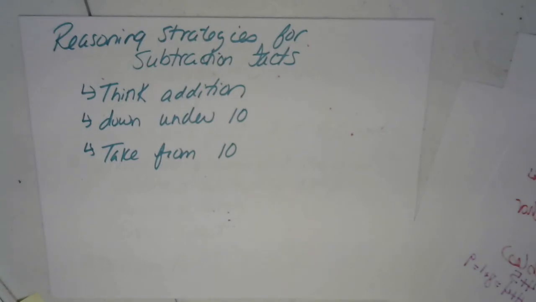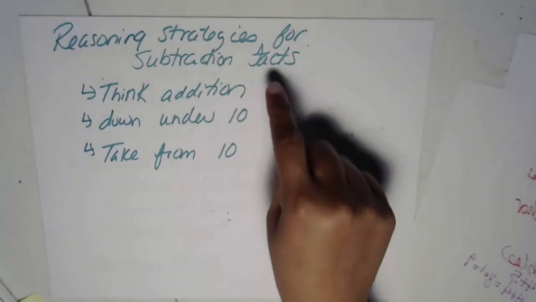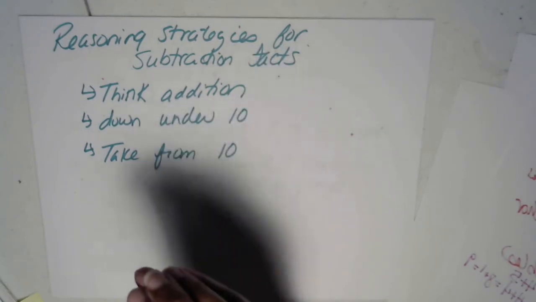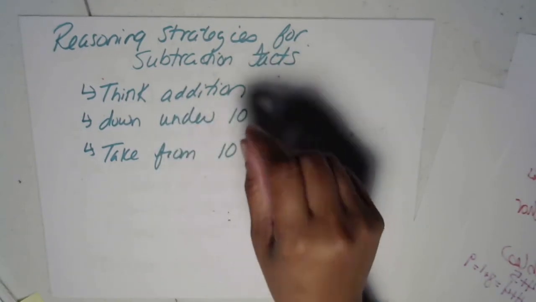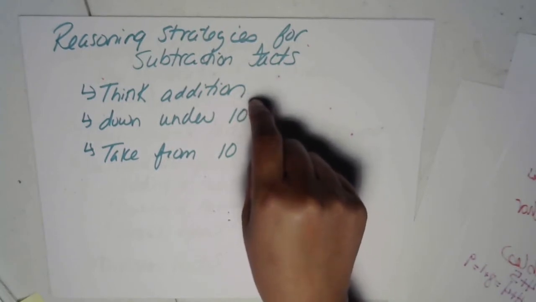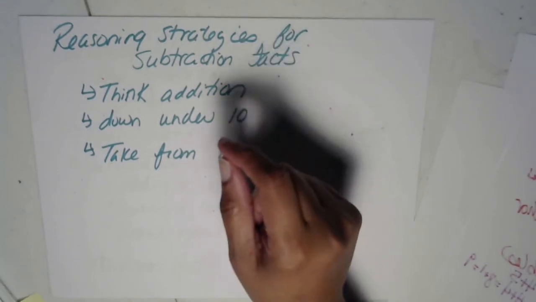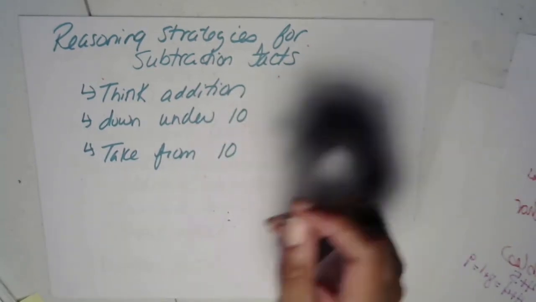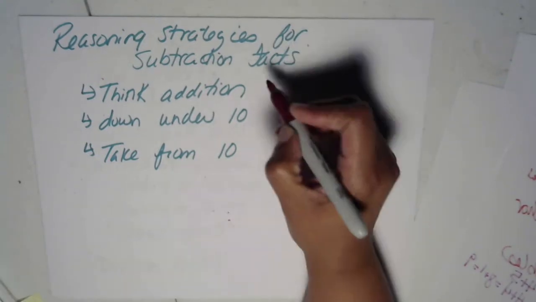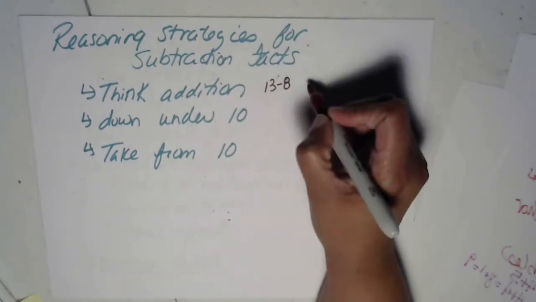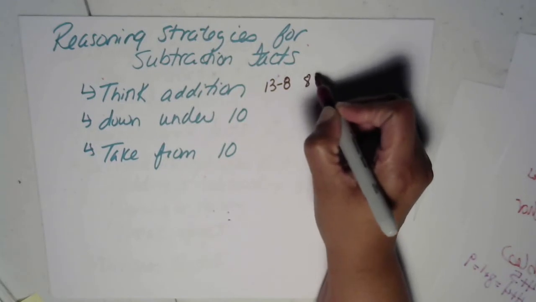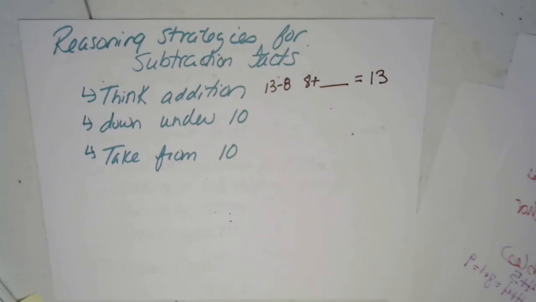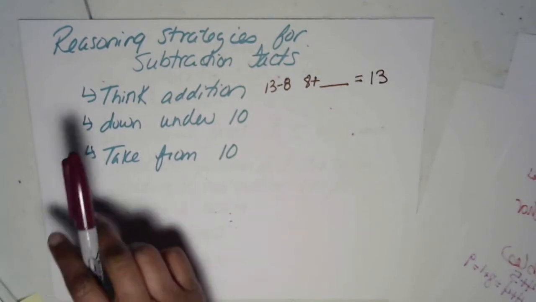So what are some reasoning strategies for subtraction? Well, we first have think addition. Wow. So if I haven't mastered my addition facts, one of my subtraction strategies is think addition. They give an example of 13 minus 8. You can think addition and say, 8 plus what number gives you 13? That is the thinking in think addition.